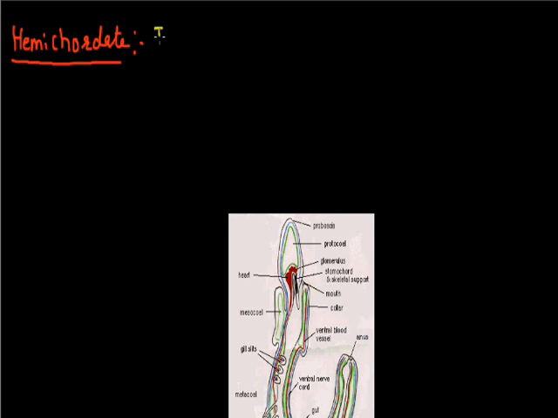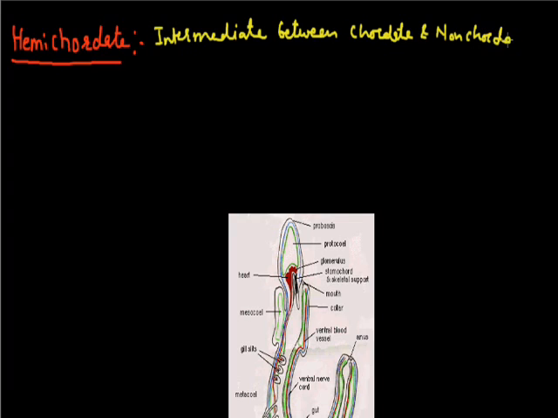This phylum is intermediate between chordate and non-chordate. So it is the connecting link between chordate and non-chordate. A simple example of an animal classified in this phylum is Balanoglossus. Now we discuss the features of this phylum.